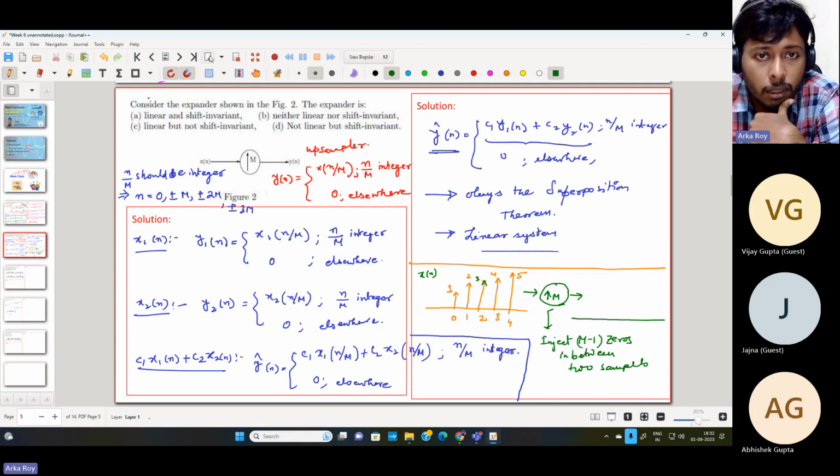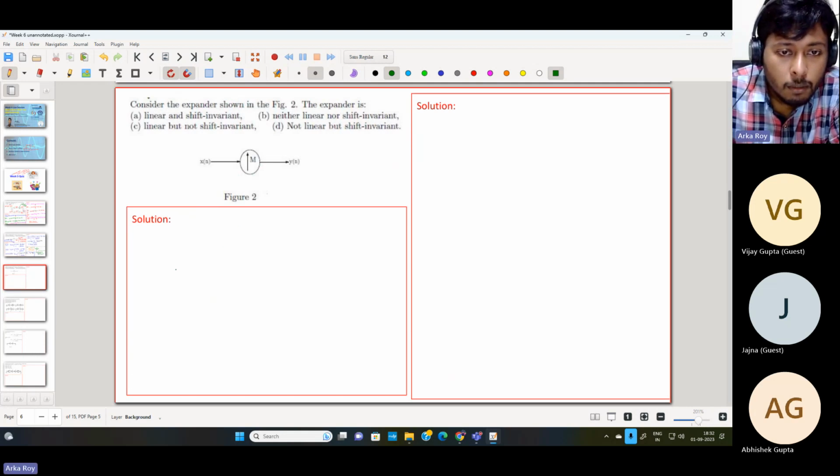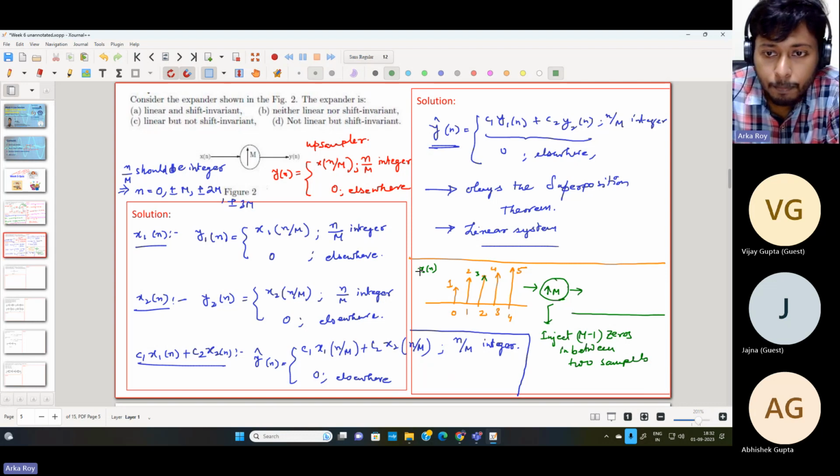So let me just get another page and copy this part of the file.